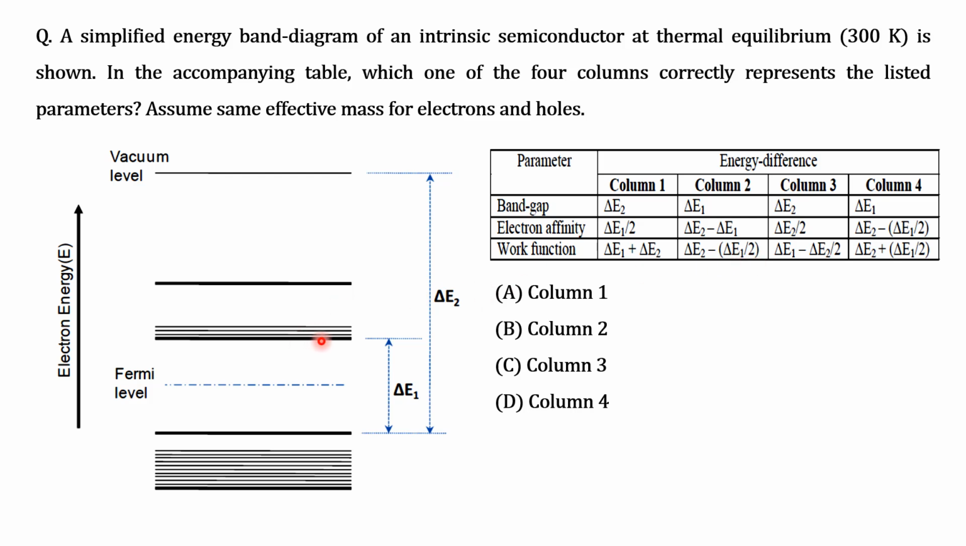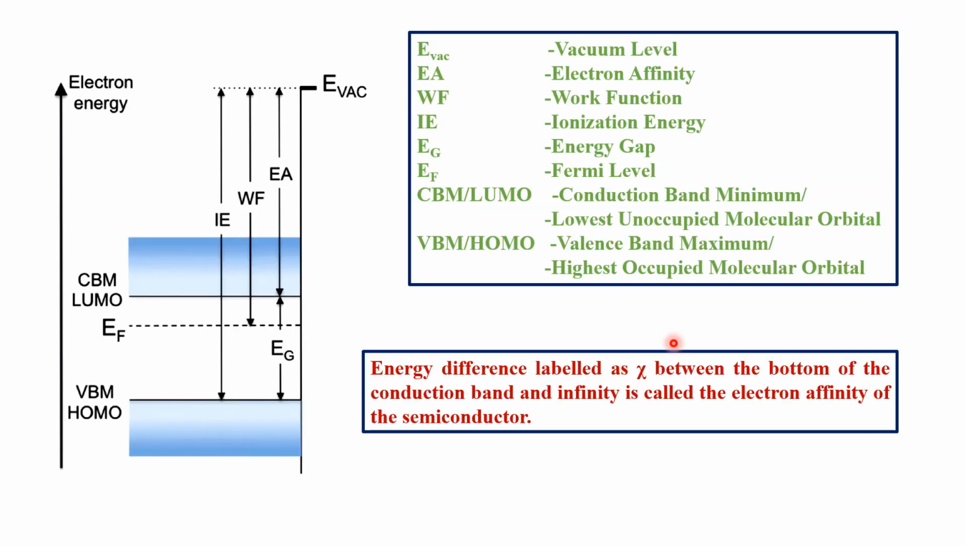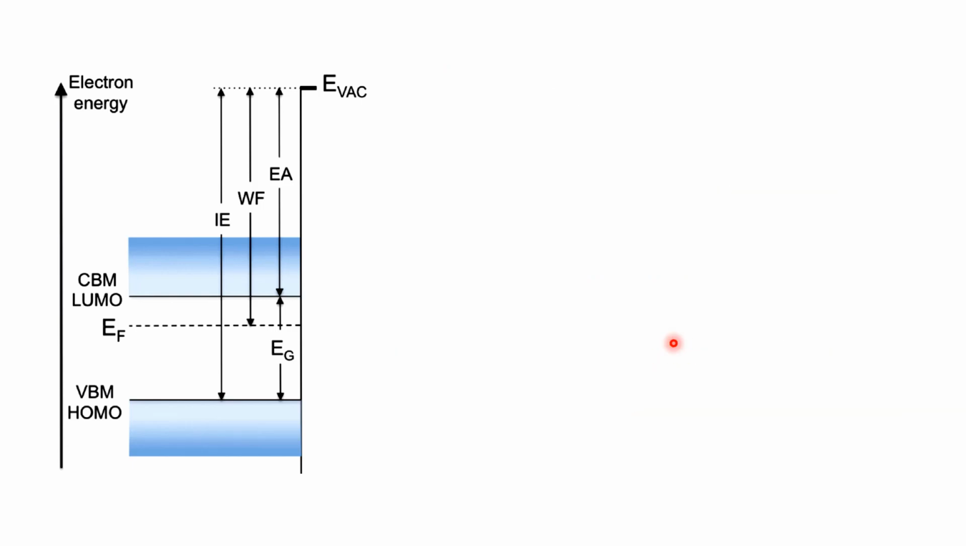Similarly, if we are removing from the conduction band minimum to infinity, that is the electron affinity. In that case, it is delta E2 minus delta E1. So all these three are correct in column 2. So the answer will be column 2. Is that clear for everyone? Does anybody have any doubt?